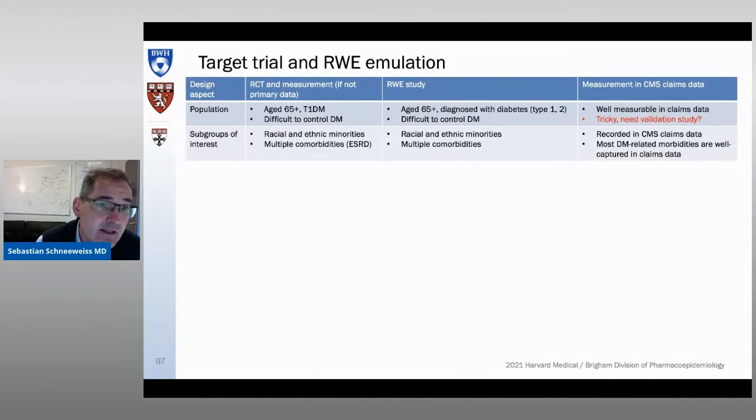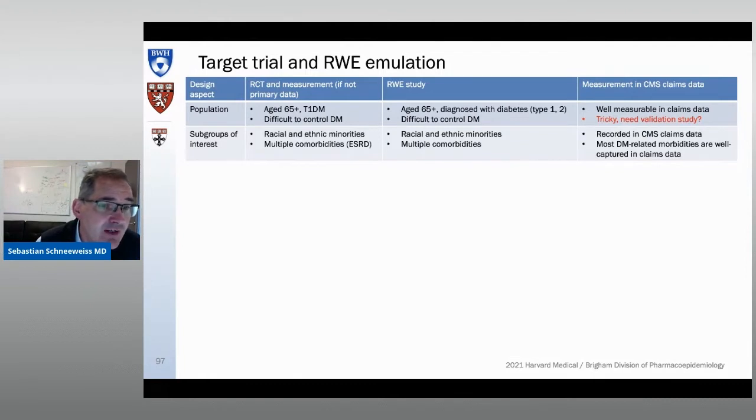Population, as set forth, was 65 plus, type 1 diabetes largely, probably difficult-to-control diabetes. You would mimic the same in a real-world evidence study. These patients are very well identifiable, except who are the people with difficult-to-control diabetes? That is a bit tricky in claims data. And I do assume that we have Part D patients with us, where we do see the pharmaceutical dispensing. We do see that they have insulin dispensing.